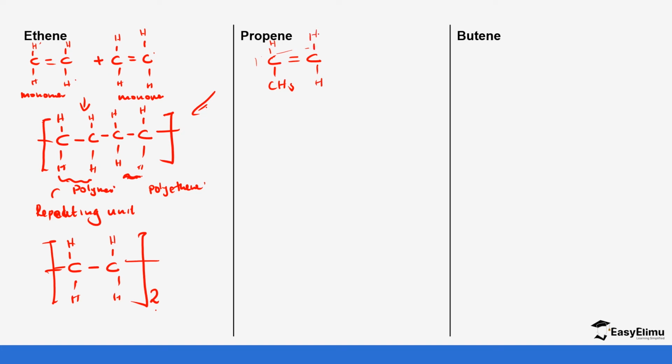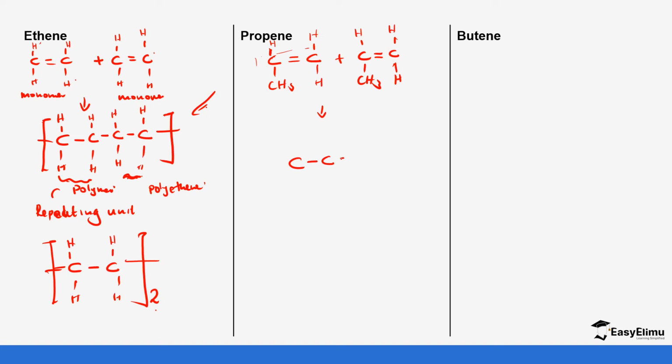It's just a propene, as you can see, but the only difference is that we have changed the direction of the longest chain. So if we add this with another monomer of propene, remember it's just propene, it's just the direction that we have changed. So our polymer will look like this.